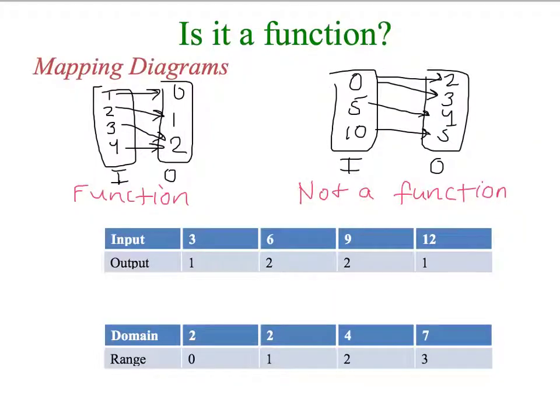In your homework, you're going to be asked whether or not something is a function. Functions may be represented by mapping diagrams. Mapping diagrams show the inputs and outputs of a function. So I is for input and O is for output. So one thing to notice is that an output may be paired with more than one input.